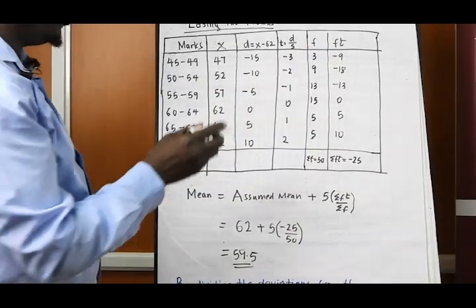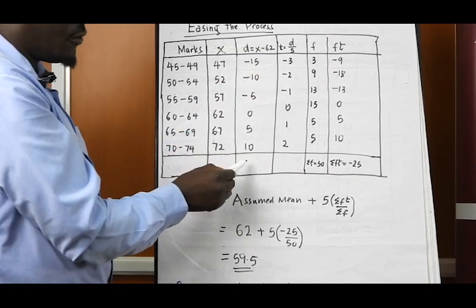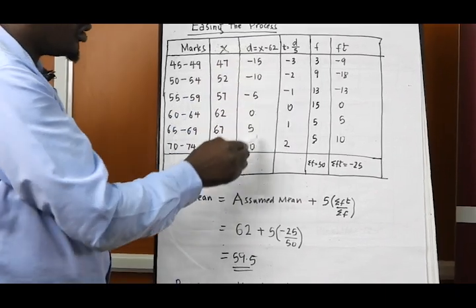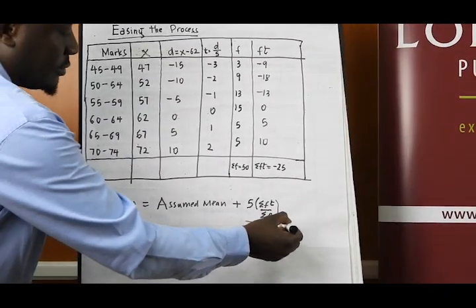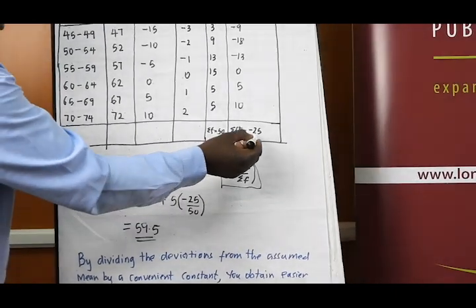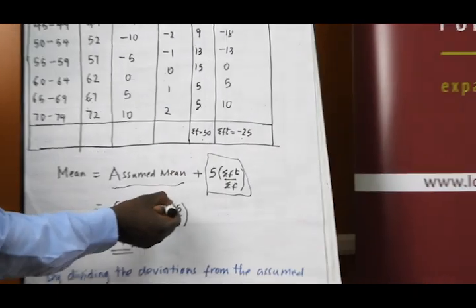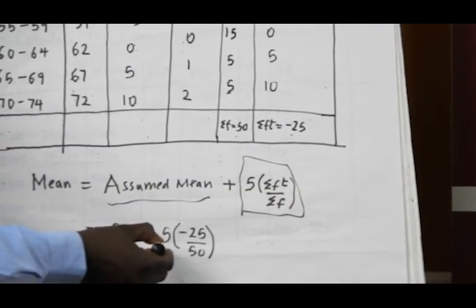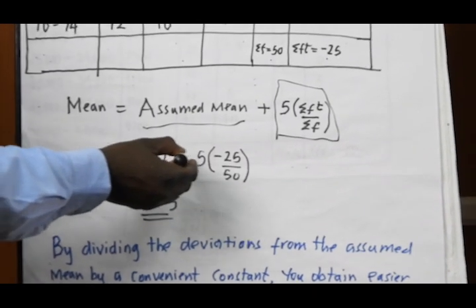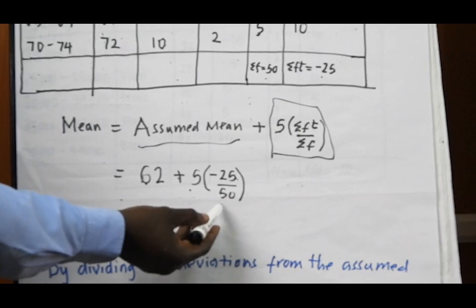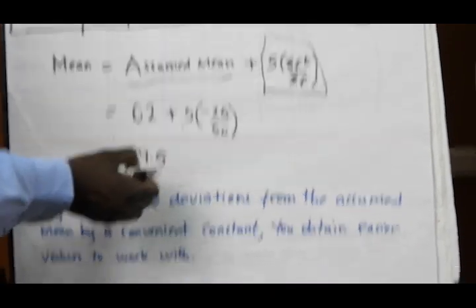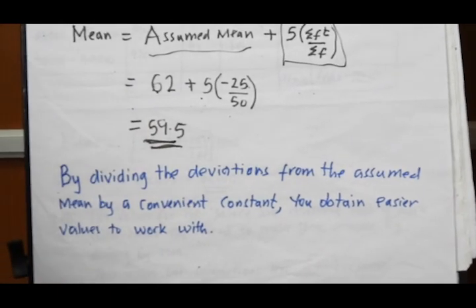Now there's a catch here. We divided the deviations by 5, so the formula is going to slightly change. When you divide the deviations by 5, this part of the equation, you'll take the assumed mean, normal. Then this part where we have negative 25 over 50, we must multiply by 5 before adding to the assumed mean. So 62 plus, this will be negative 125 over 50, which is negative 2.5, will give us an actual mean of 59.5.